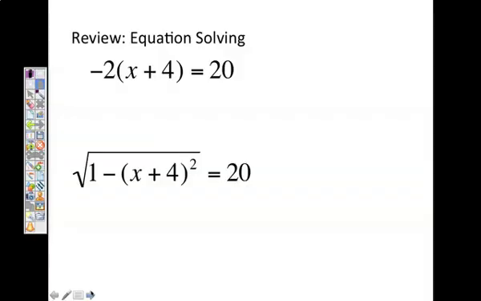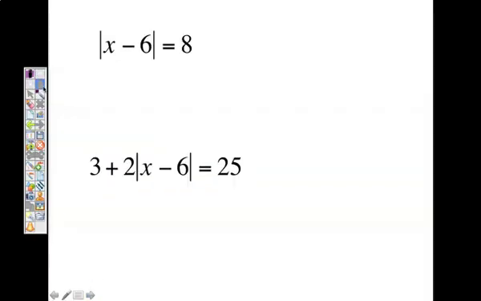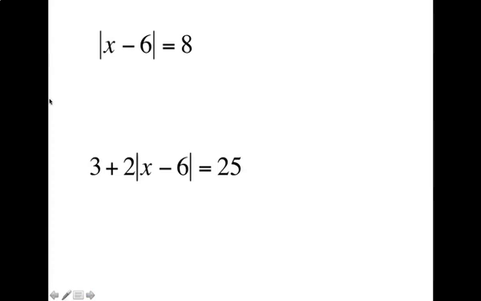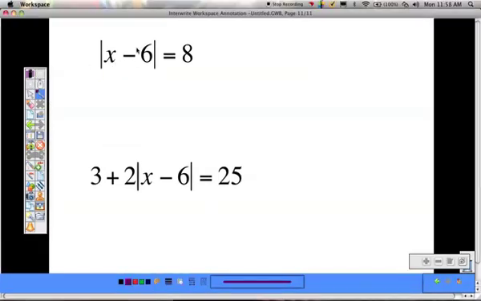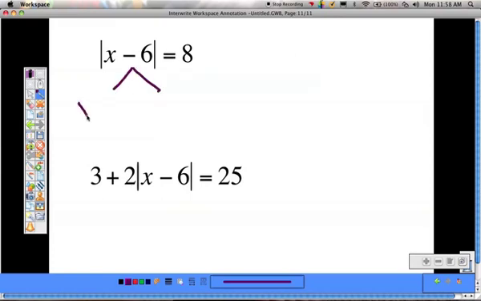Okay, let's look at the other two examples. Absolute value, this is review, so remember, this question is asking you what two numbers are 8 away from 0, so you're going to split it up. You'd have x minus 6 equals 8, and solve that for x. You'd have x minus 6 equals -8, and you'd solve for that.